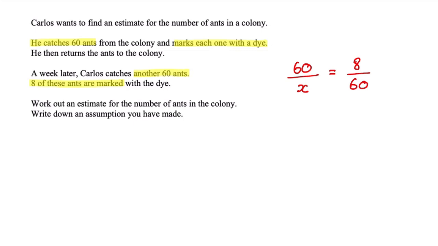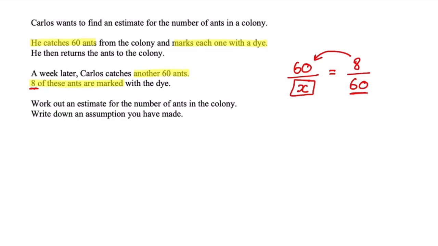So where did we get these fractions from? Just to reiterate, we're estimating the total population. That's why we've got x over here, and we've picked our sample of 60. Then we've got 8 divided by 60 because 8 of these ants are marked out of 60 in total. Now, equivalent fractions.